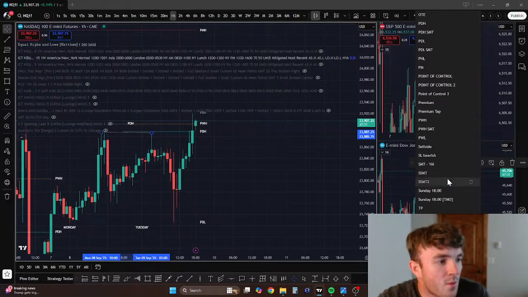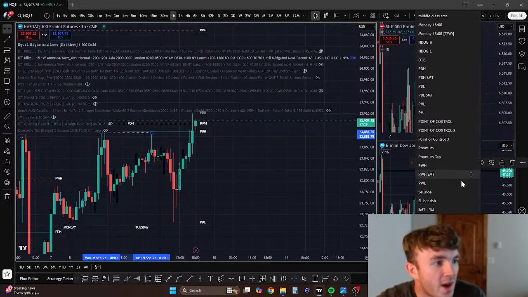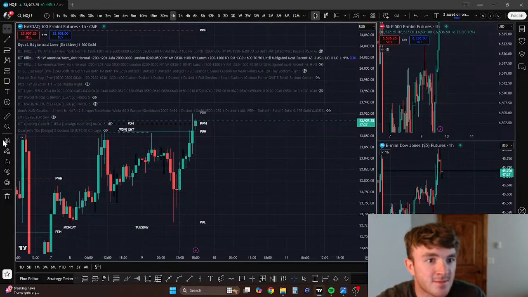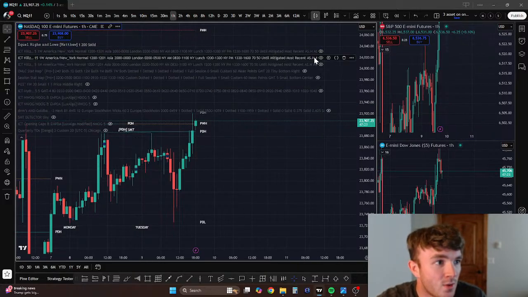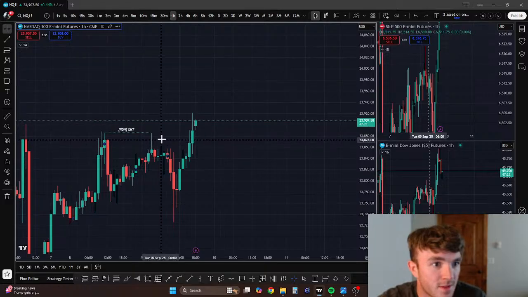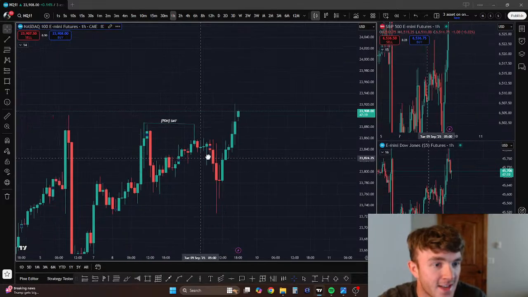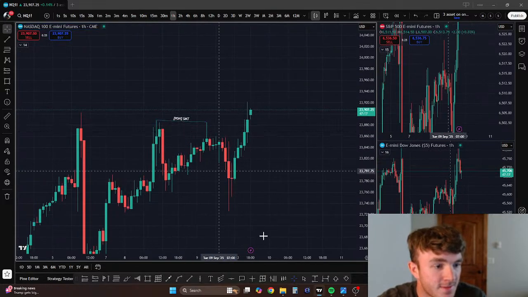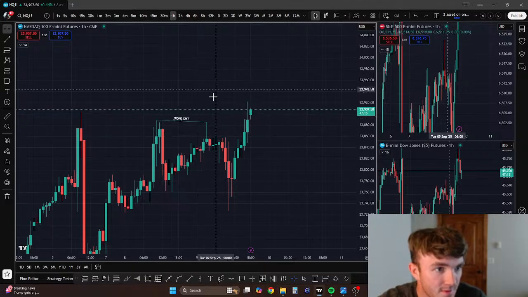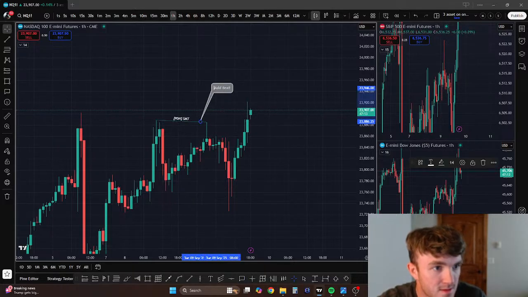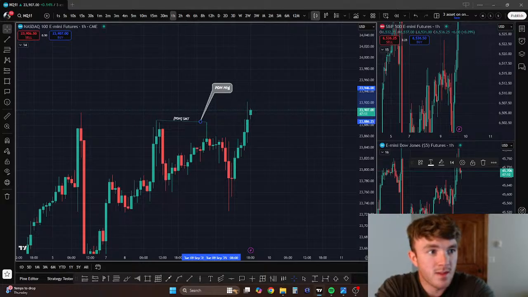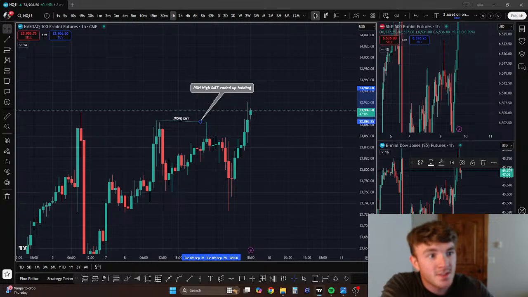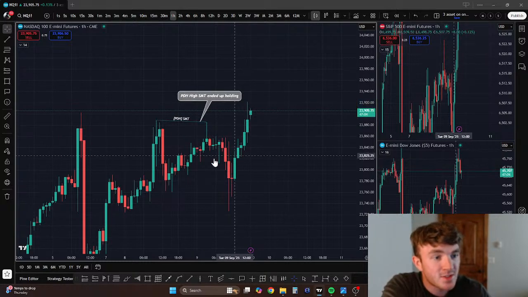Previous day's high S&T here ended up holding. So let's figure out why it held, right? What were some reasons why this previous day's high S&T actually held when I thought it wouldn't? So let's make a note of this. Well, one thing is, these previous day's high S&Ts are going to be stronger, right?